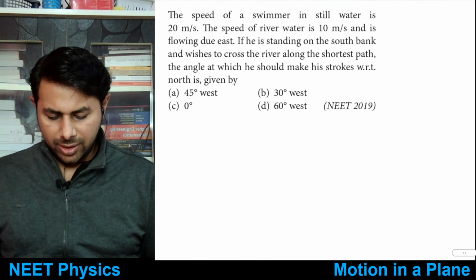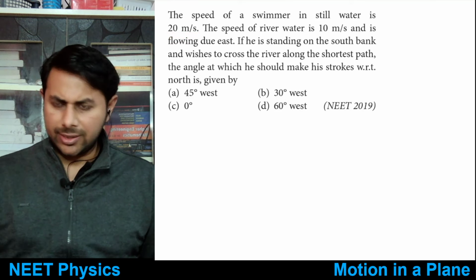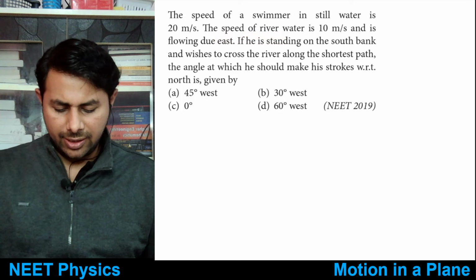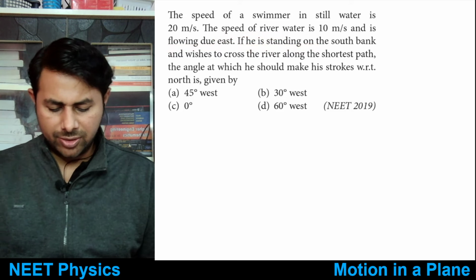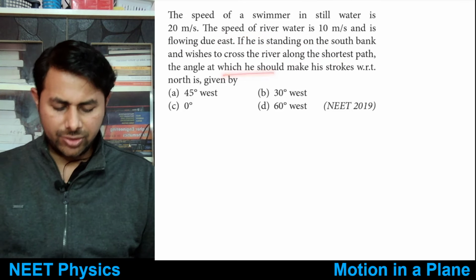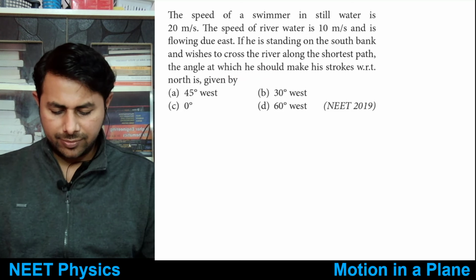Let's see next one. Speed of swimmer in still water is 20 meters per second. Now you answer me this one. Speed of river water is 10 meters per second and it's flowing due east. If he is standing on south bank and wishes to cross the river along the shortest path, the angle at which he should make his strokes with respect to north is given by. Tell me.